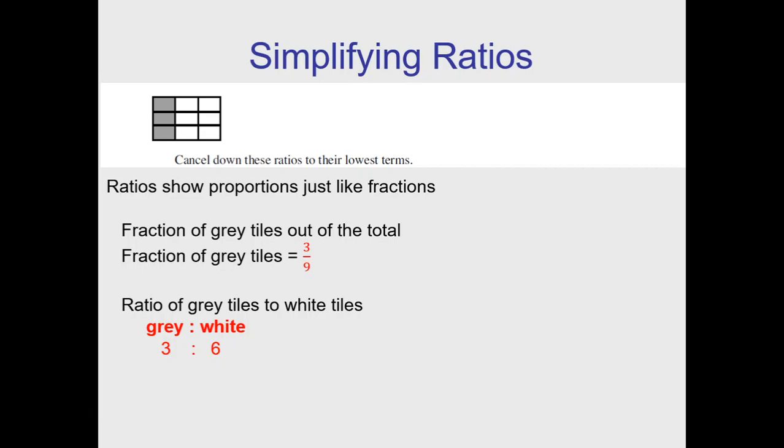Now, I've got a ratio of gray to white, and I've got a fraction of gray tiles. Notice that they're very similar in some ways. 3 grays, 3 grays. However, this is over 9, which is the total, and this together makes 9. 3 plus 6 makes 9 as a total, right?